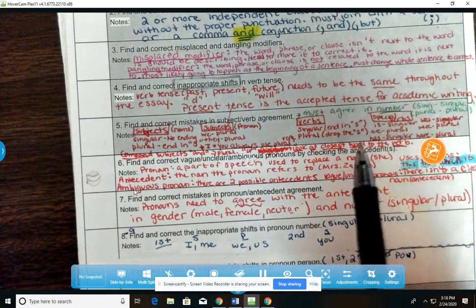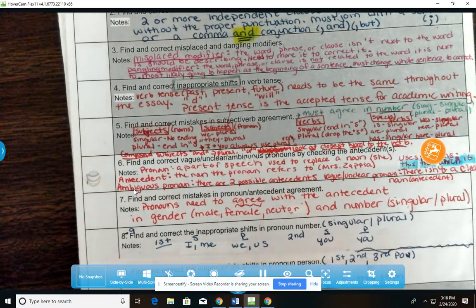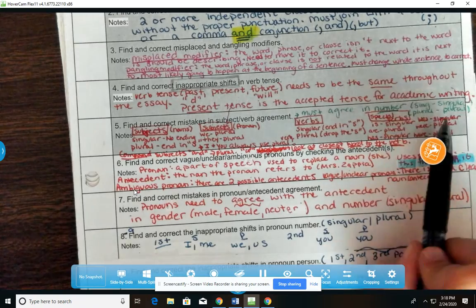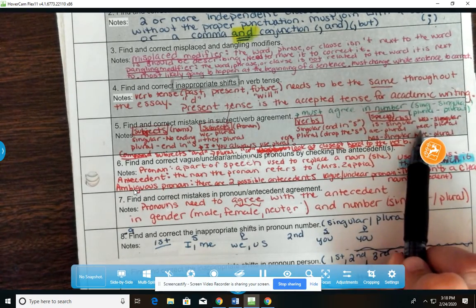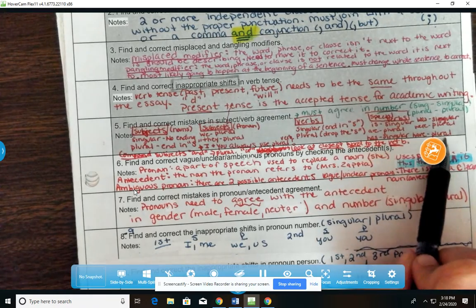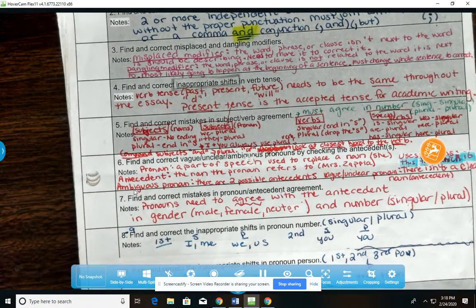Some special verbs are like your linking verbs. Is is singular, are is plural. Was is singular, were is plural. Has is singular, and have is plural. So let's do some practice with this.